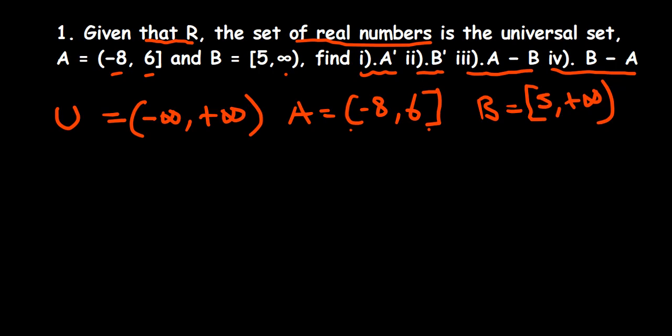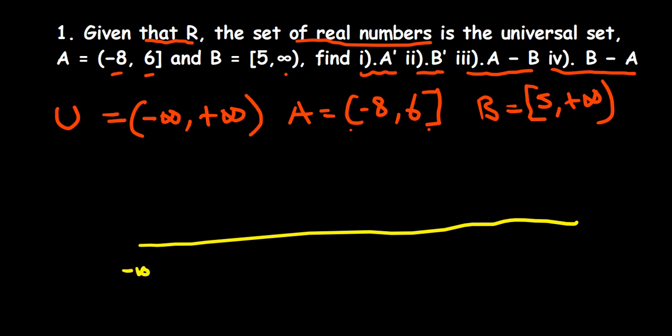Okay, so how are we going to find the A complement? It's simple, just the same as we did on the previous question. So we are going to say this is our number line. On this number line we are first of all going to plot our universal set. So our universal set is from minus infinity all the way to what? Positive infinity. And then we are going to put a 0 somewhere. So let's say the 0 is here.